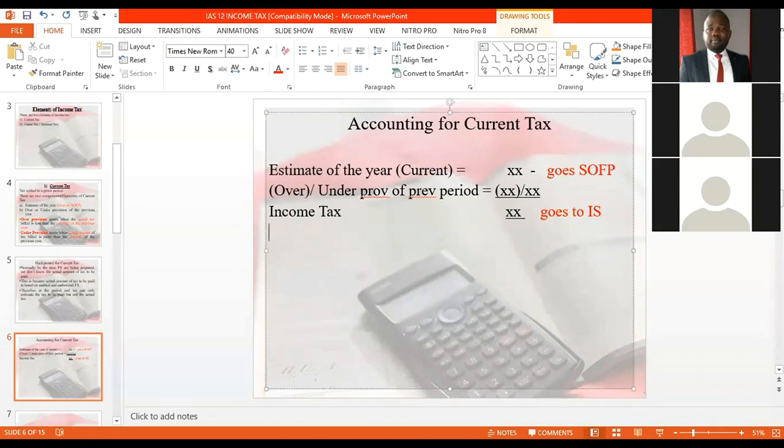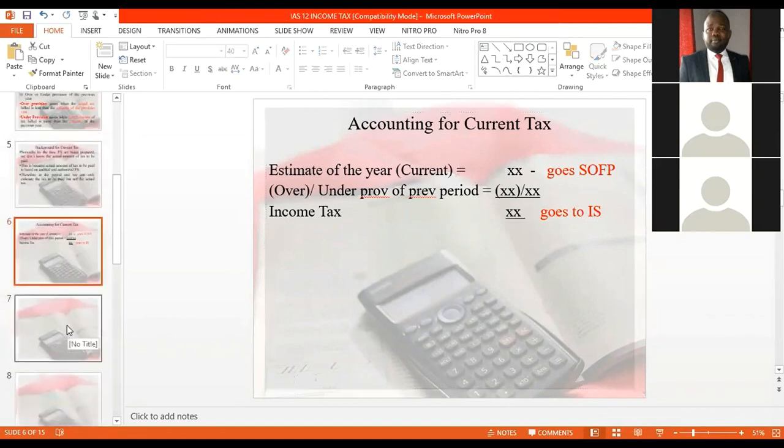Okay, so what we have said, estimate of the year goes to statement of financial position. What goes to the income statement? Estimate of the year plus under provision of the previous year or minus over provision of the previous year. I hope we are together there. Let us move a step further.